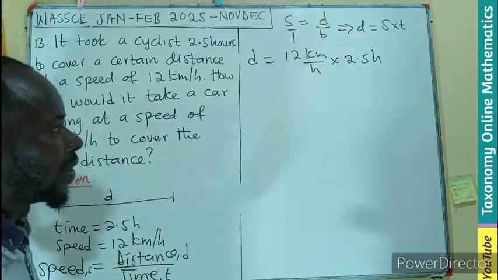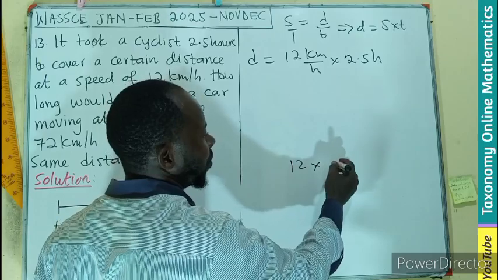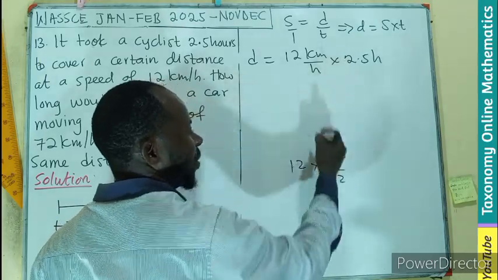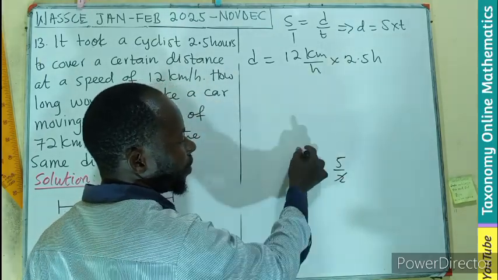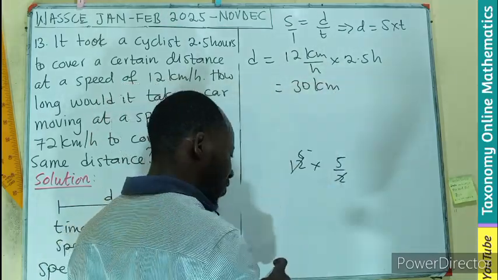So D will now become speed, 12 kilometers per hour times 2.5 hours. So the hours will cancel. And this is also 12 times 5 over 2, right? And this will go here, 6. So we are going to have 30 kilometers.